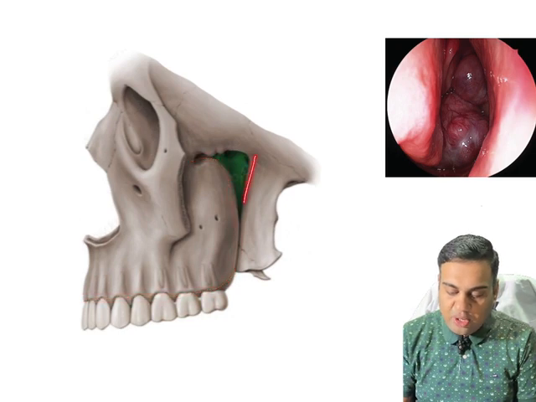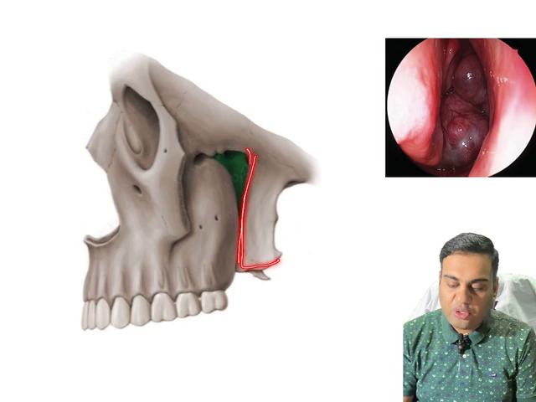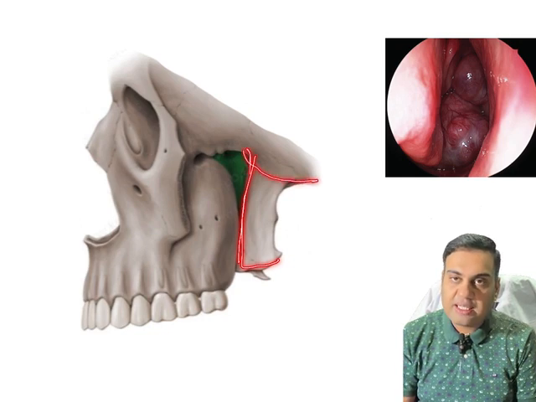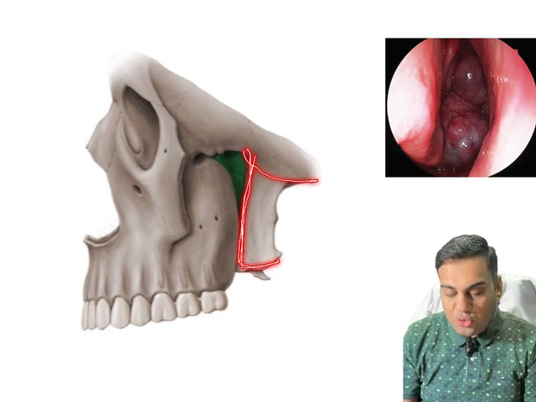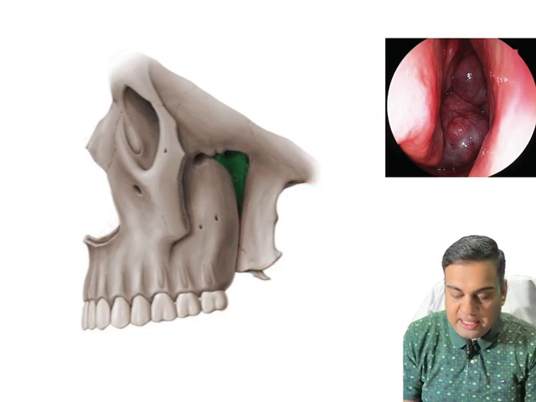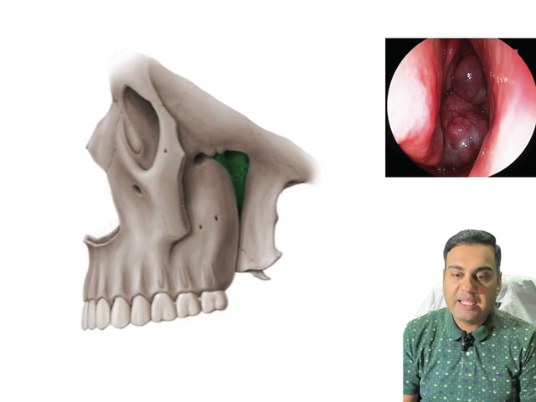This is the sphenoid bone, and this is its pterygoid plate. This is forming the skull base. We call this the base of the sphenoid, and this is its pterygoid plate. Can you see this green marked area? This area is marked by green color.